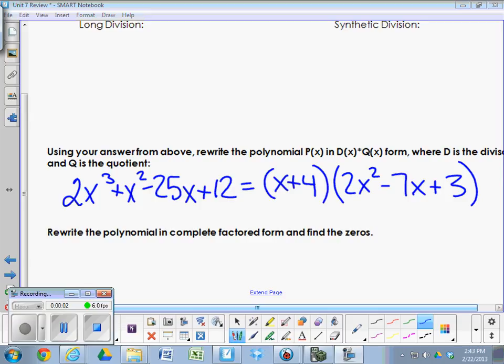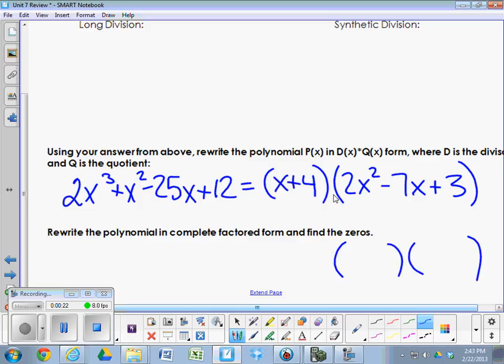Next video will be the conclusion of part 7, or number 7. They wanted us to rewrite the polynomial in complete factored form. It says complete factored form because that second factor is not completely factored. You can take this and break it apart one more time.